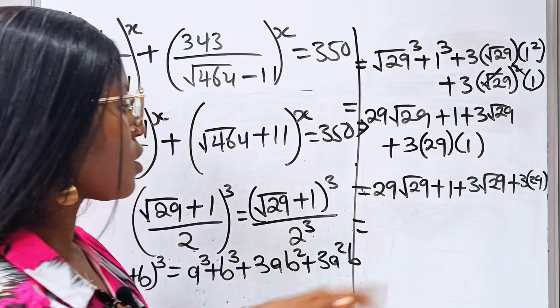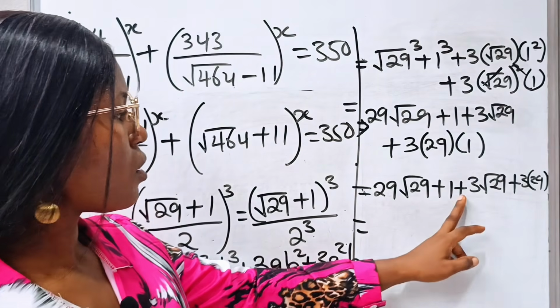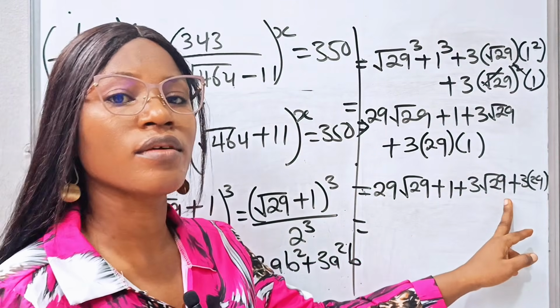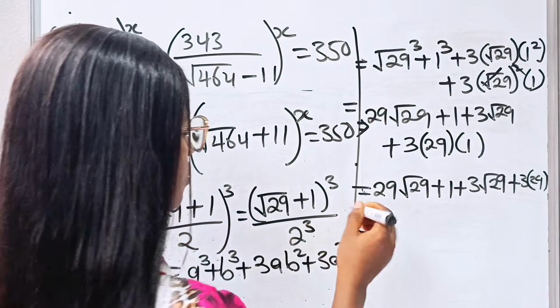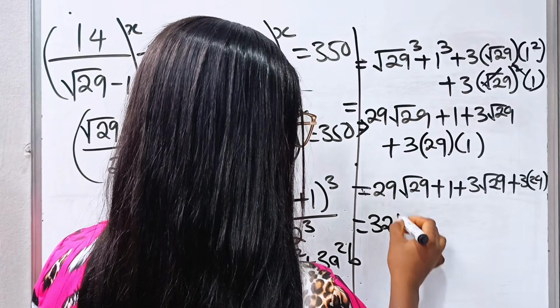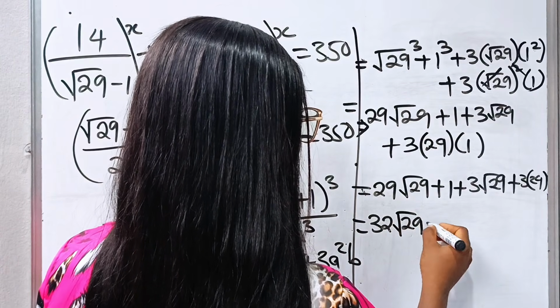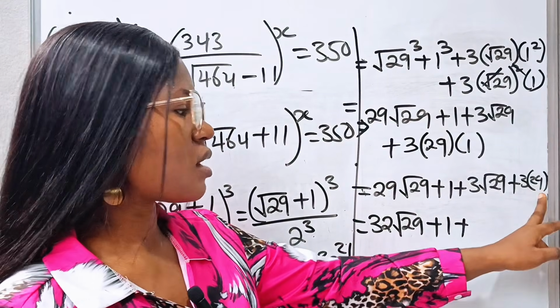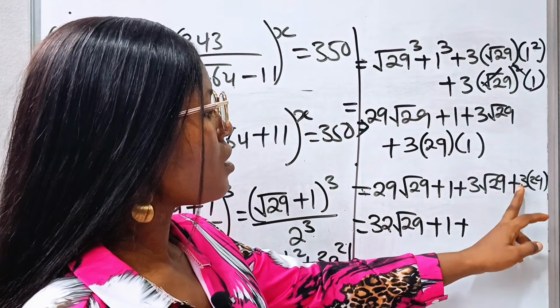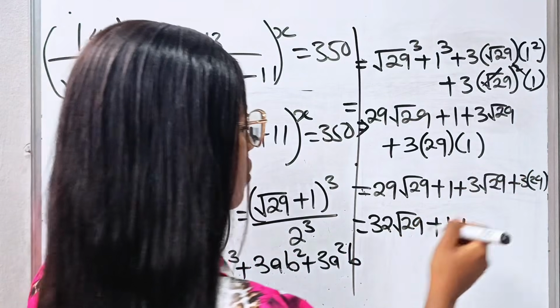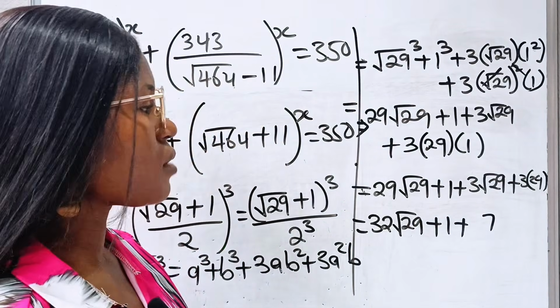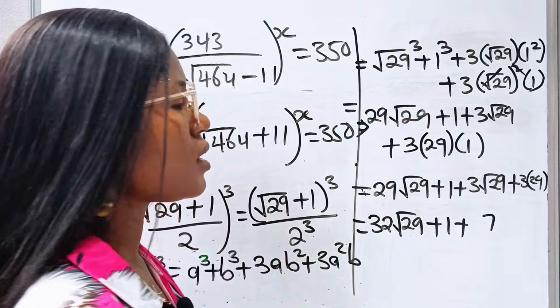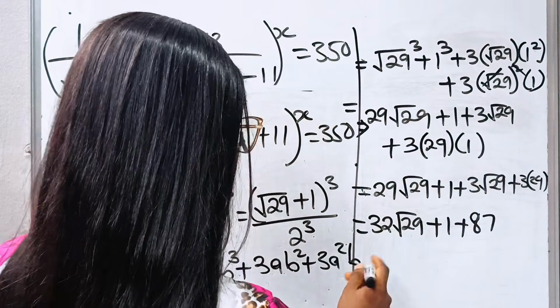So we have 29 root 29 plus 3 root 29 will give us 32 root 29. 32 root 29 plus 1 plus, now 3 times 29, right? 3 times 9 is 27, 7 carry 2. 3 times 2 is 6 plus 2 is 8. So we have 87.